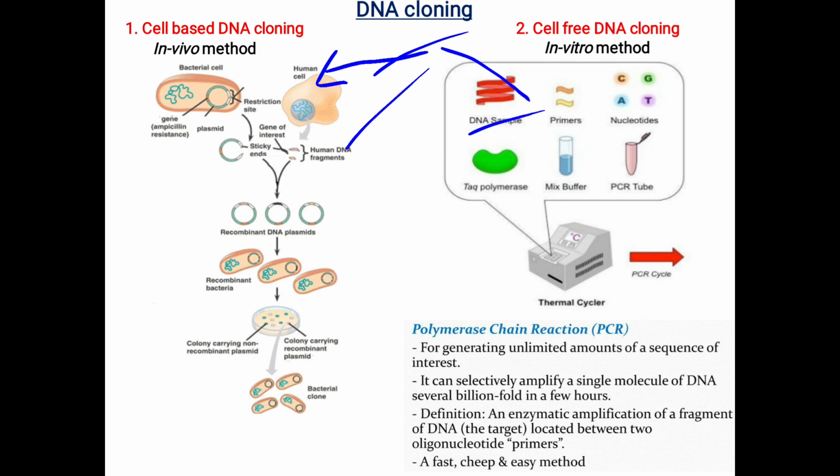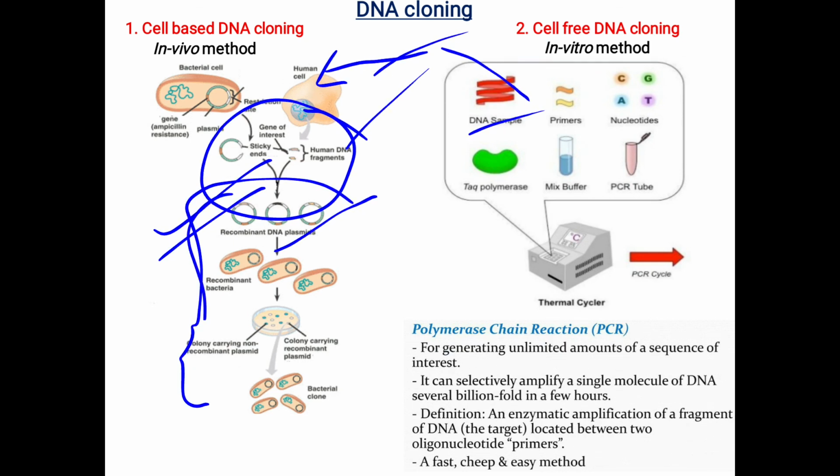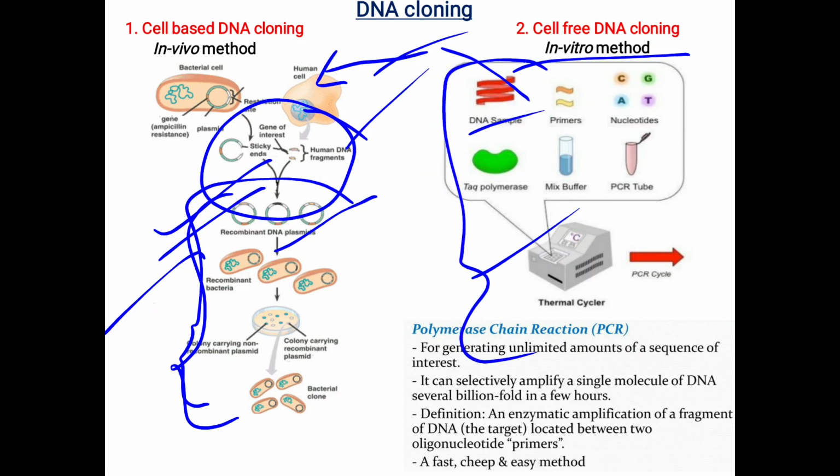In the in vivo method, the first two steps are in vitro. जो फर्स्ट टू स्टेप्स होते हैं वो इन विट्रो होते हैं, लेटर ऑन स्टेप्स आर द बाद के जो स्टेप्स होते हैं वो इन वाइवो ही होते हैं. And in the in vitro cell-free DNA cloning, the whole procedure is done in vitro conditions.